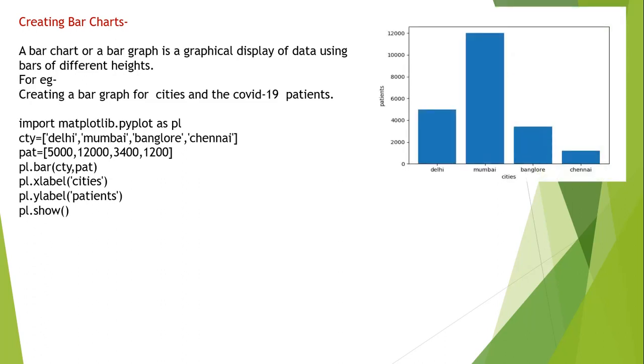Here you go. We have got Delhi, Mumbai, Bangalore, and Chennai on the x-axis, and their respective patient counts have been shown on the y-axis. As per the given data, you can easily understand that Mumbai has the highest number of COVID-19 patients in the current scenario. Second goes to Delhi, third is Bangalore, and fourth is Chennai.